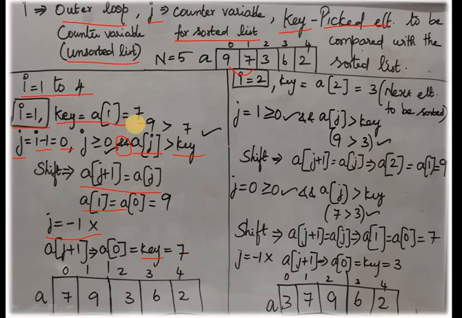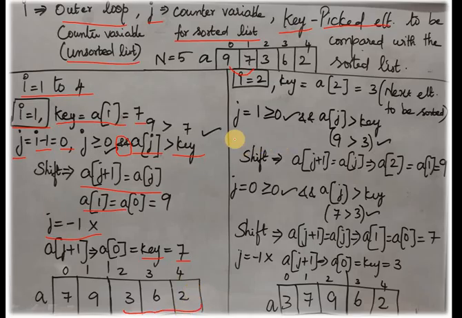What is the key element? 7 is the key element. So that 7 is inserted in the position a of 0. So now after pass 1, your array looks like this. A of 0, in 0th position 7 will be there, and in first position 9 will be there. So after completing pass 1, which two elements are in the sorted list? 7 and 9 are in the sorted list, and the remaining 3 elements are in the unsorted list.